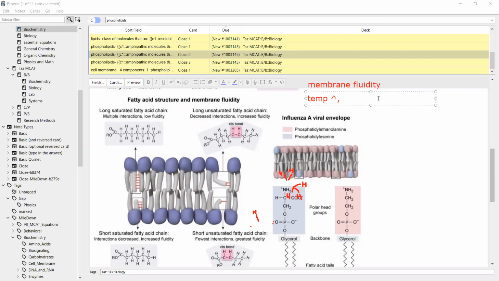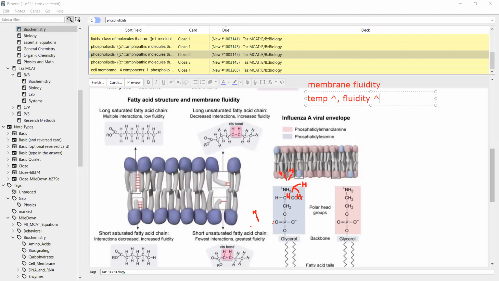When temperature increases, kinetic energy increases. When kinetic energy increases, things are moving more, right? So if temperature increases, the fluidity of a membrane increases. And you know this intuitively, right? If your butter is melting, where do you put it? In the fridge, where the temperature is cold. If the temperature is cold, it decreases the movement of these lipids and packs them together, right? So a temperature increase leads to a fluidity increase.